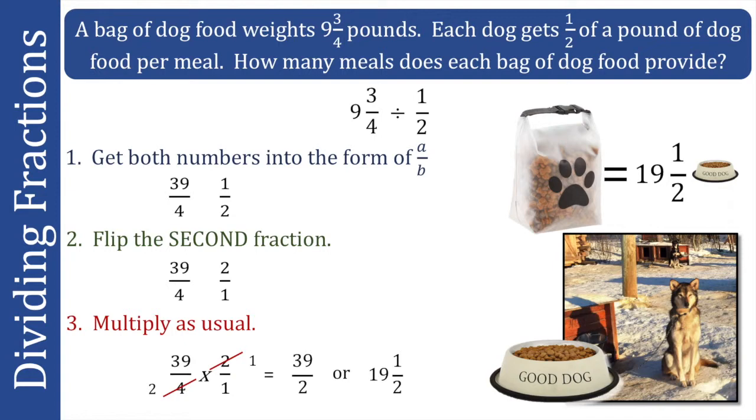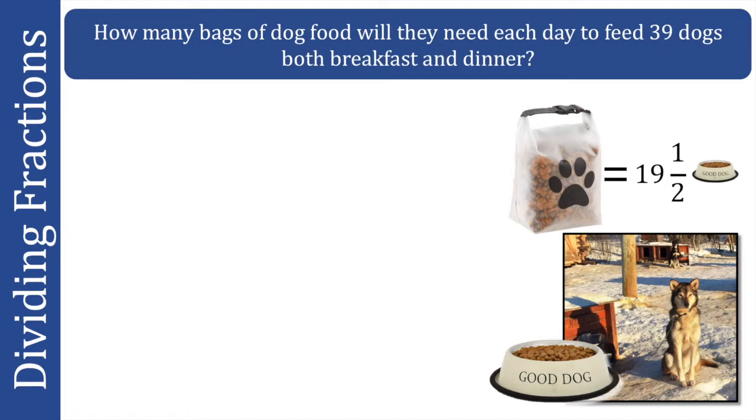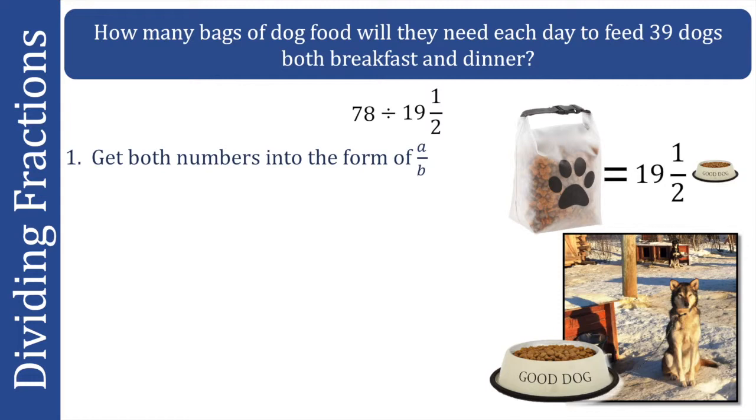But here's the thing. This particular organization had 39 dogs. So now we wonder, how many bags of dog food will they need each day to feed these 39 dogs, both breakfast and dinner? So we've got 39 dogs twice a day, that's 78 meals. And we need to divide that by how many portions are in each bag, 19.5. And now we just go back to our steps. Step 1 is to get both numbers into the form of a over b. So we've got now 78 over 1, and 19.5 was 39 over 2.